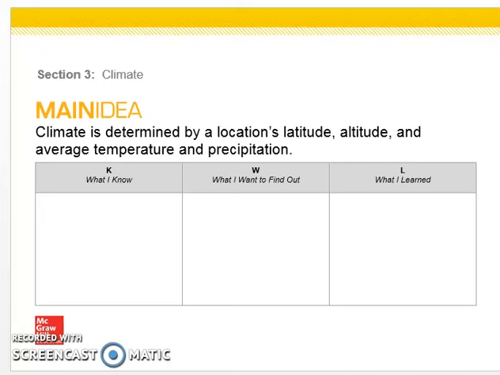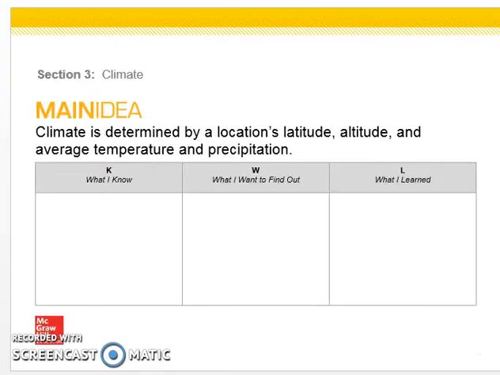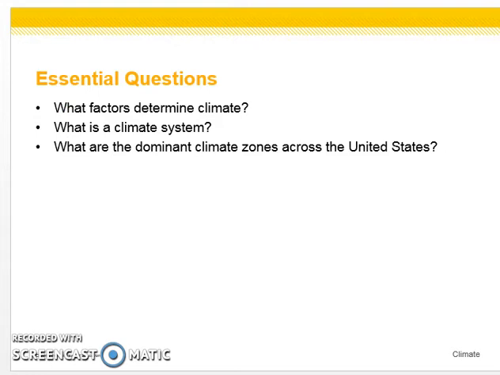Physical Science 28.3 Climate. Climate is determined by a location's latitude, altitude, and average temperature and precipitation. So climate is determined by all of those things, not one of those things. What factors determine climate? What is a climate system, and what are the dominant climate zones across the U.S.?